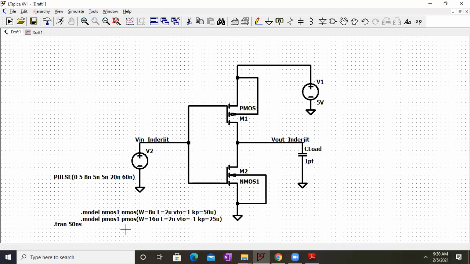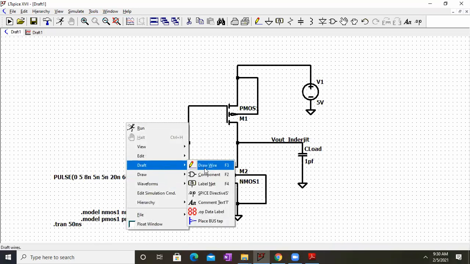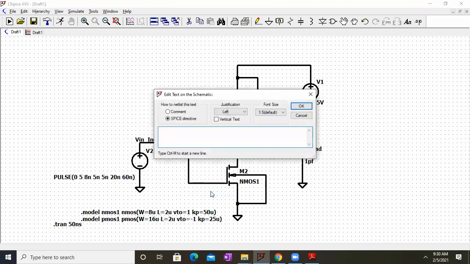So what we will do is we will right click over here, go to draft, go to spice directive, and we'll write a few statements. We'll use dot measure. We'll call it time one. We are saving the variable as time one. So we are finding the time when V of V in is equal to 2.5. Now, why 2.5? When it reaches 50%. So this happens when the input is rising. So rise equal to 1, we can give.